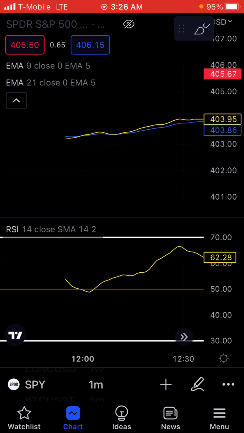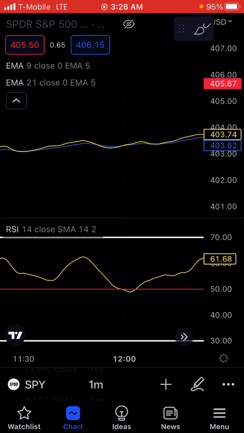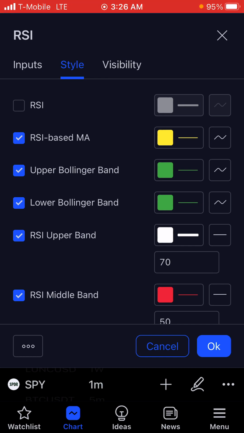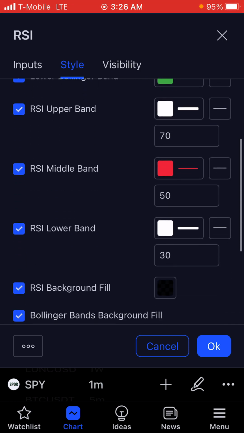If you want the setup, you need your 3 EMAs. You need your 9 EMA and your 21 EMA. And you basically need to change the settings of your RSI. Check off RSI. You're going to be working with the RSI-based MA. Make sure it's a bright color.